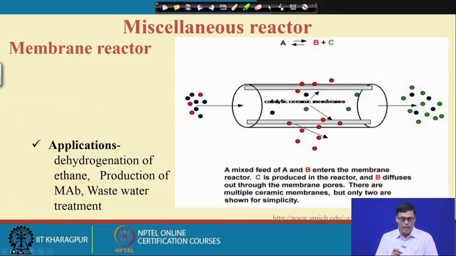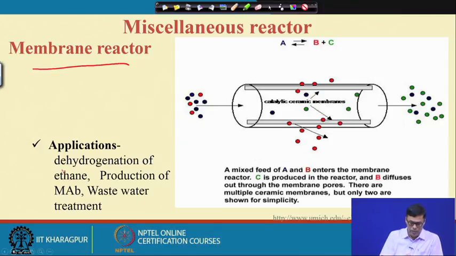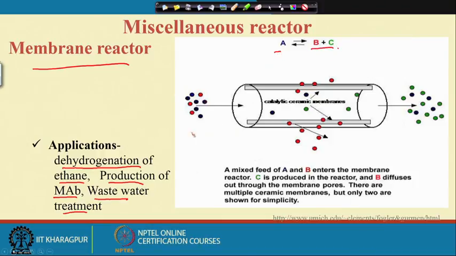Now another thing we have is the membrane reactor. This is also very important. This is used for the dehydrogenation of ethane, production of monoclonal antibody and wastewater treatment processes. Now you can see that suppose A reacts to give B plus C, so you have different color sets here. Due to the membrane, suppose you are interested in the product with red color. The red color you can diffuse out through the membrane pore, and you can separate it from the mainstream.